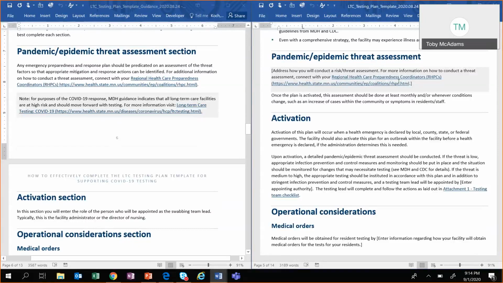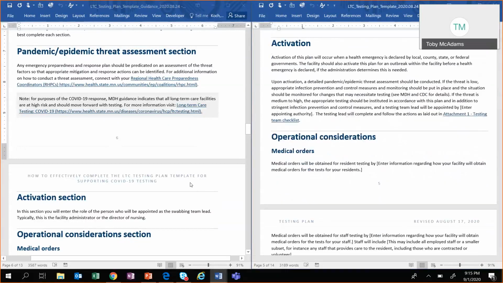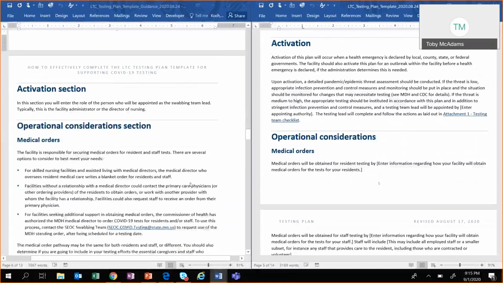And we have indicated here that your regional healthcare preparedness coordinators, your RHPCs, they're the leaders of your coalition, the staff members of your coalition. They are going to be your assets. They're going to be your points of contact when it comes to working on that threat assessment. So more to come later on that. So at this point, we're going to move on.